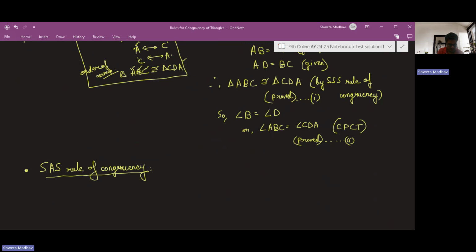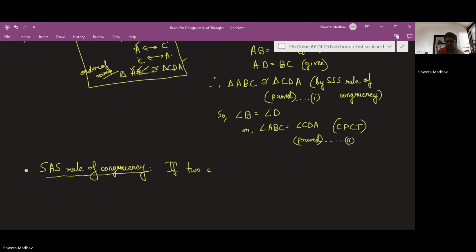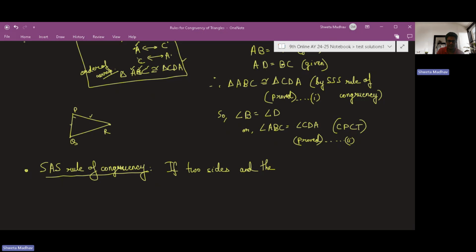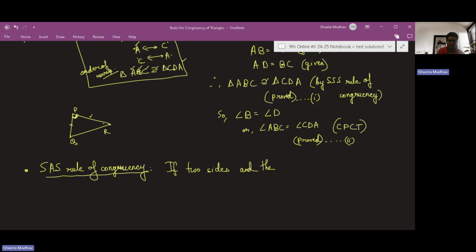So the SAS rule states that if the two sides and the included angle, so it means that the two sides which we take in one triangle, let's say PQR, then we have to take the angle P only. It means that if we take PQ and PR, then we should take angle P or QPR, since we have to take the angle which is included in between those two sides which we take. So we have to take the included angle.